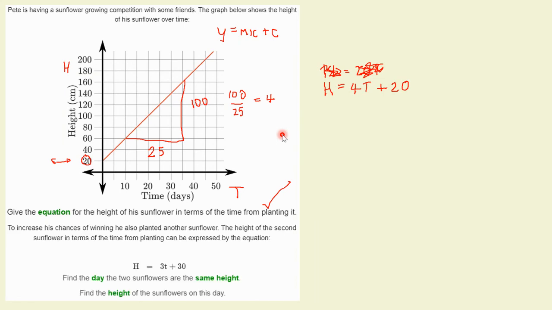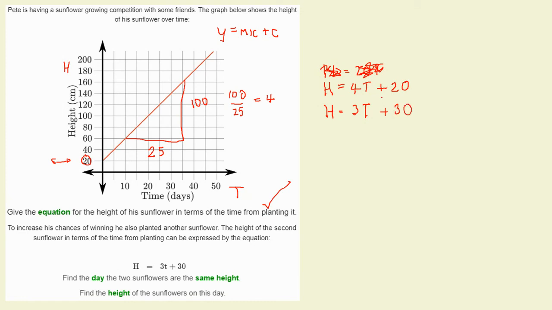There's a little bit more coming. It says to increase his chances of winning, he also planted another sunflower. And the height of this second sunflower is given by h equals 3t plus 30. We've got to find the day the two sunflowers are the same height. Well, that's when the two graphs would cross, isn't it? If I were to draw the graph on here, where they cross would tell me. But actually, I can do this better now using algebra, because I've got this second equation that's telling me that for the second sunflower, h would be 3t plus 30.